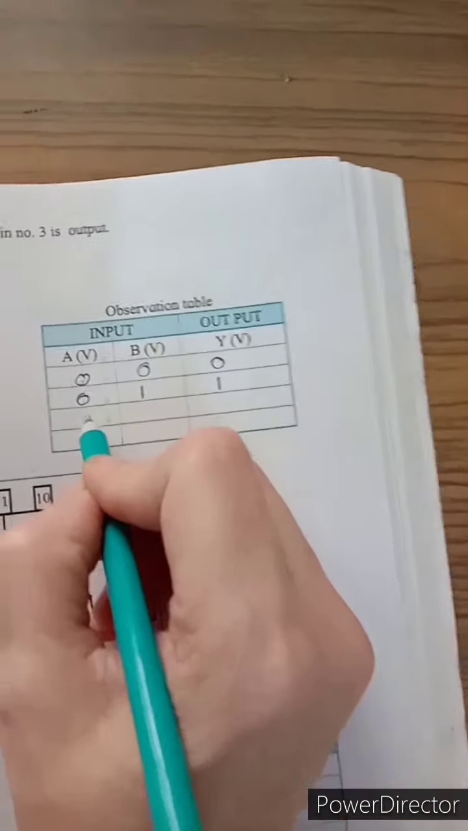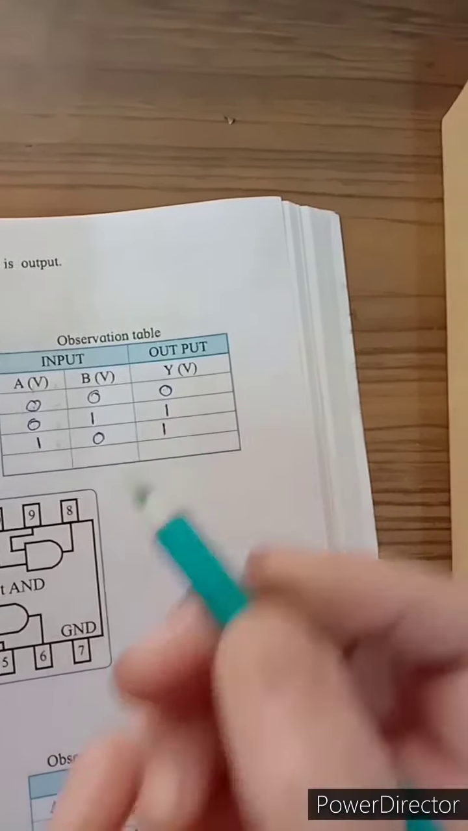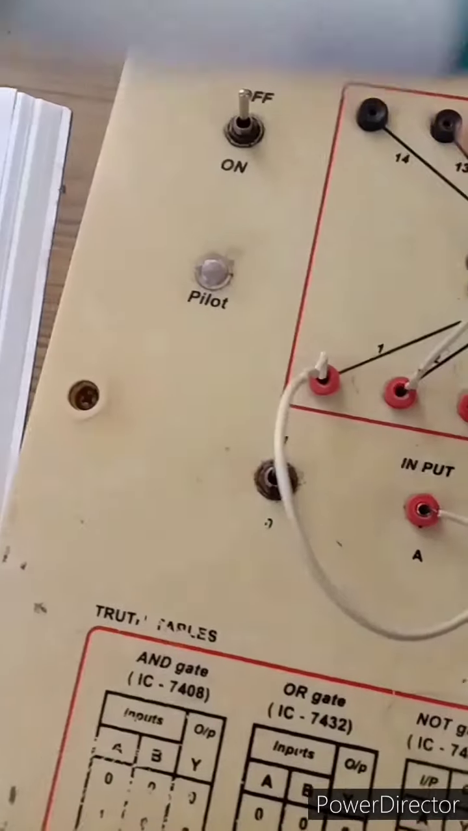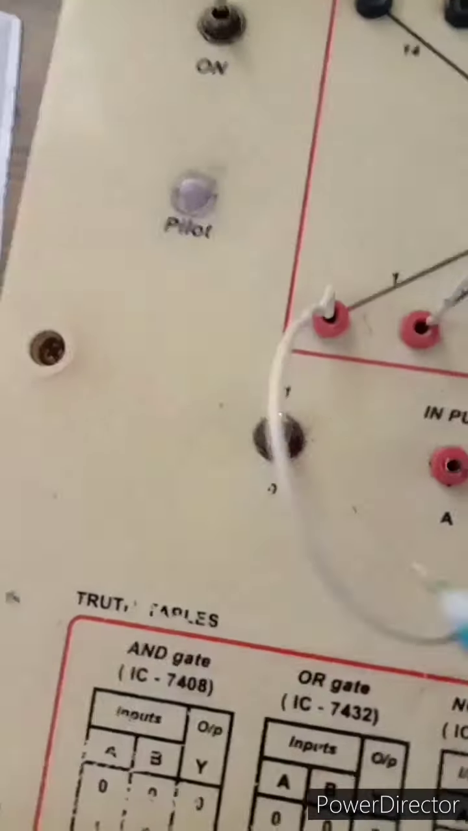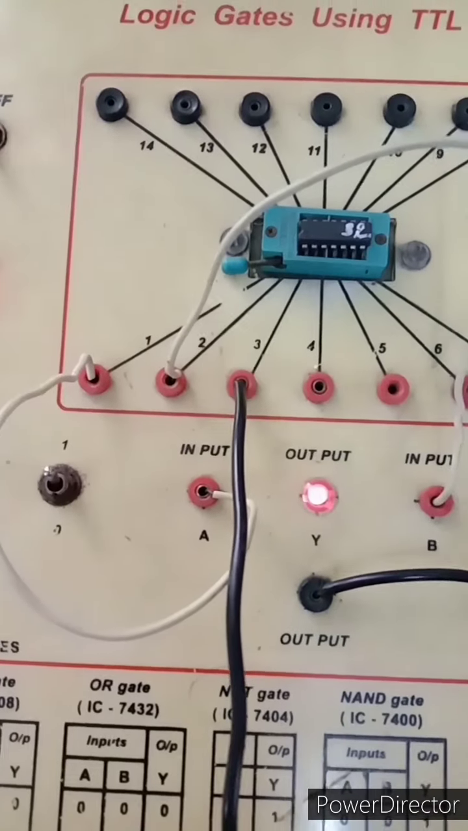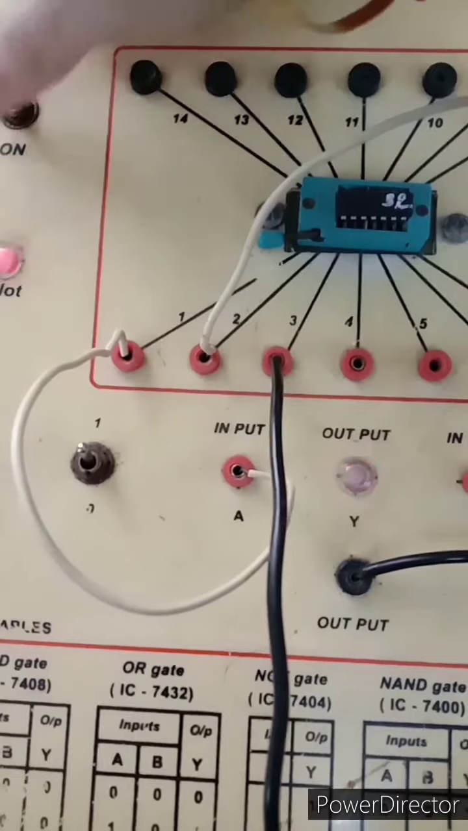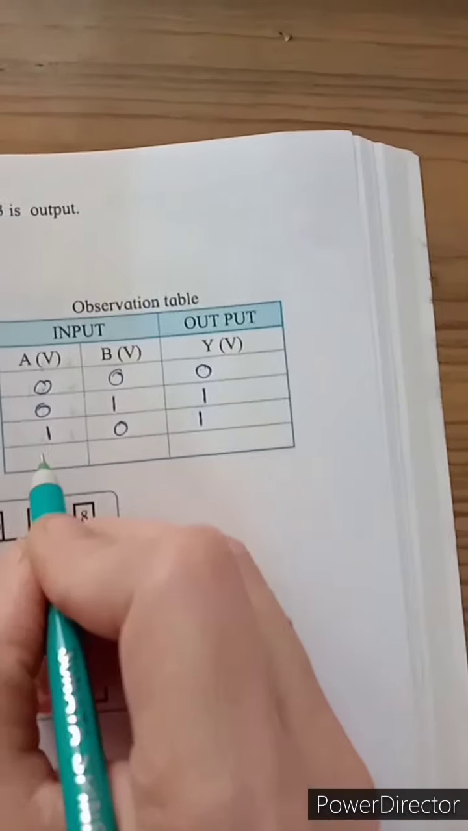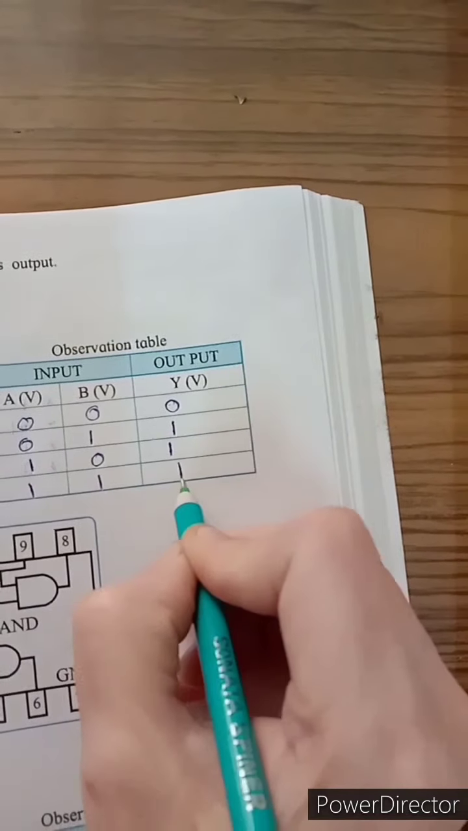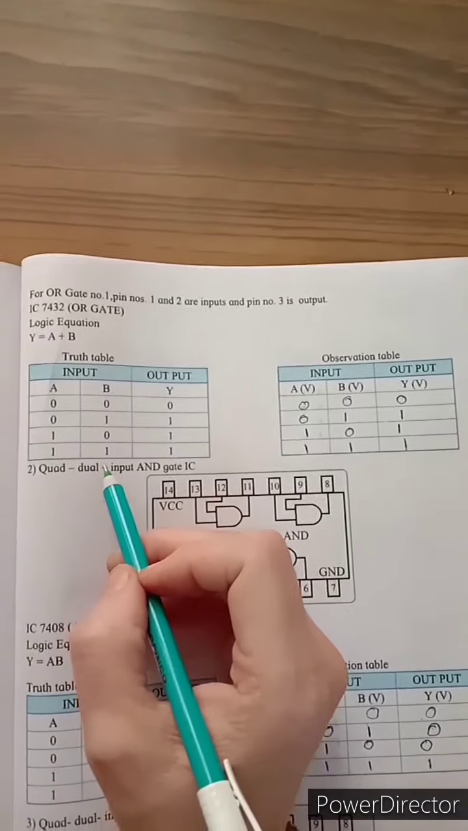So for A input high, B input low, we also get the output is high. Now give another condition. Both the inputs are at high. A is also high and B is also high. Now switch it on, you will find the output is glowing. That means output is high. Switch it off. For the given condition 1 1, output is also 1. So it verifies the given truth table.